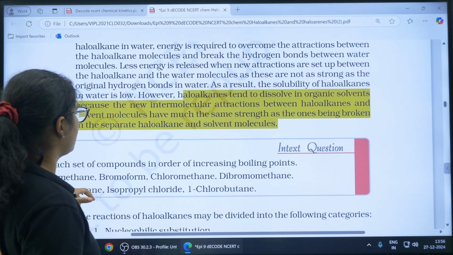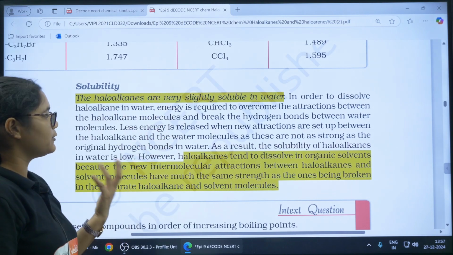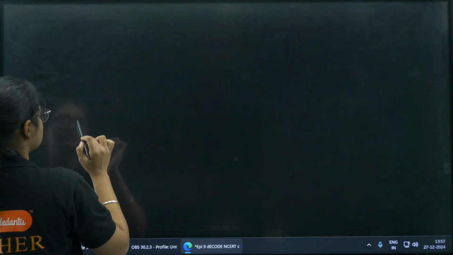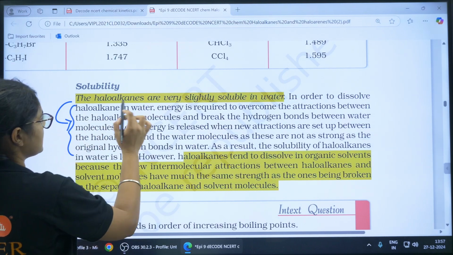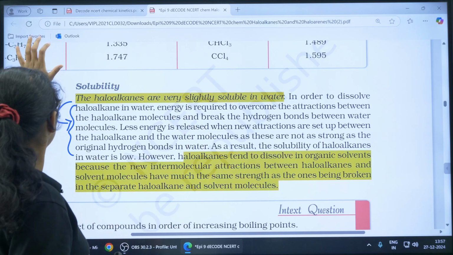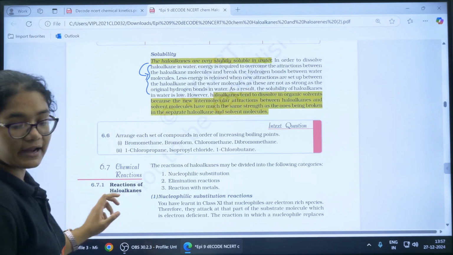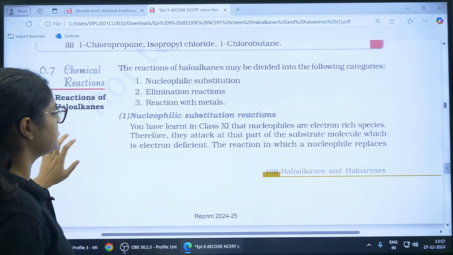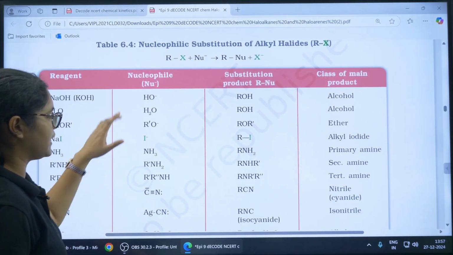Okay, next, this can be a question: why are haloalkanes very slightly soluble in water? The answer for this question is this particular paragraph. So if you want to mark it, you can note down this question. Okay, next is the reactions, so all these reactions are there, and these all reactions are important. Next question arises, why we have these different reactions; you should be studying all of these.